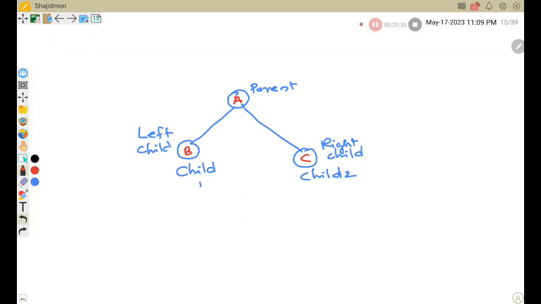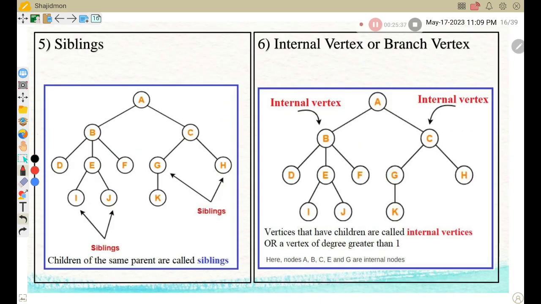Now I am going to the next points, that is siblings, internal vertex and terminal vertex. First we will discuss siblings. What is the meaning of siblings? Siblings means, just like the English meaning, children of the same parent. For example, you can see G and H. They have the same parent. Who is the parent? C, correct. So G and H are siblings. So siblings means children of the same parent.